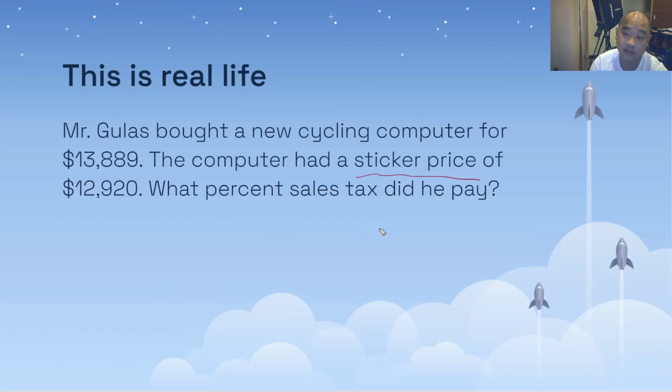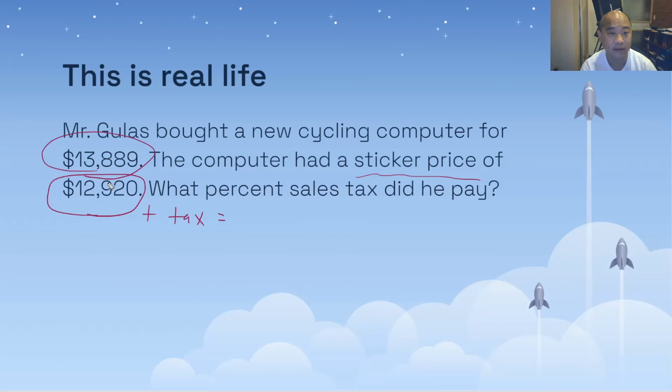In places like the US, when you go to buy something, they'll have a price on the thing, and this will be the price, $12,920. But when you go to pay for it, it costs more than that, because what they do is they take this amount and then they add tax. And that gives you the actual amount that you pay. So the price on things is not the price that you pay.